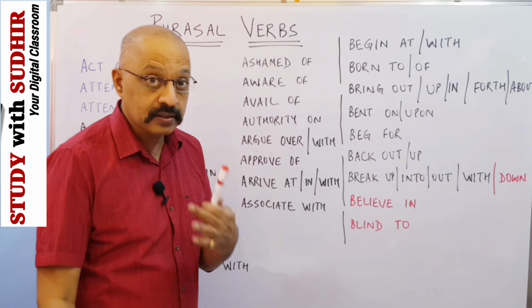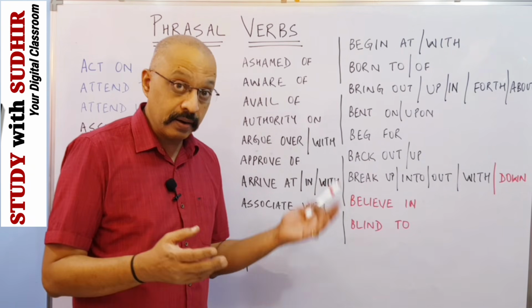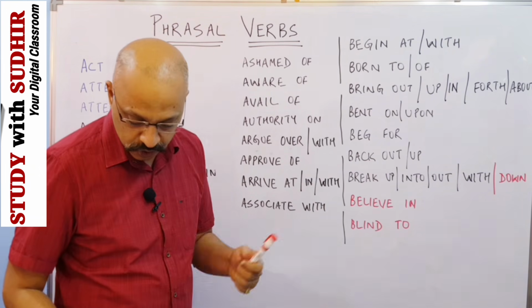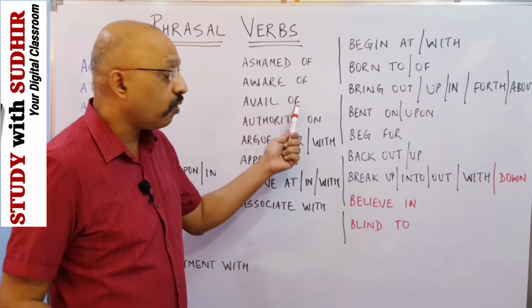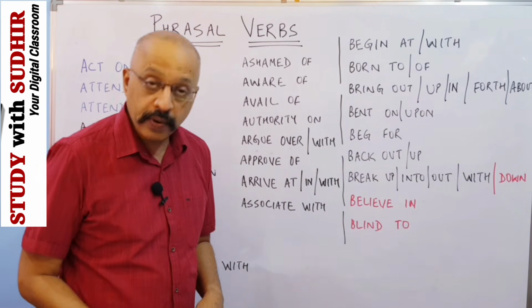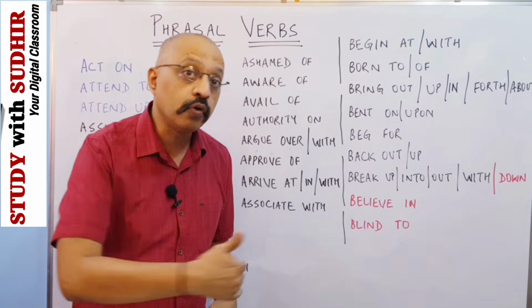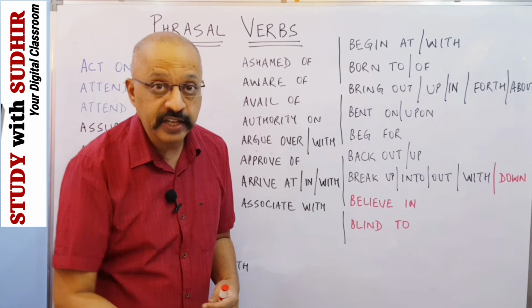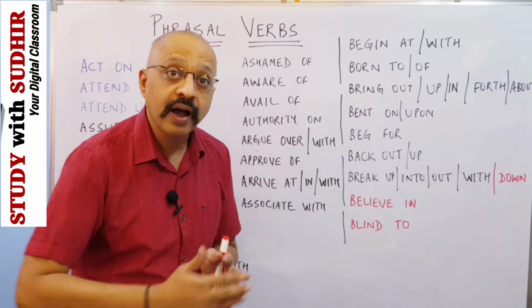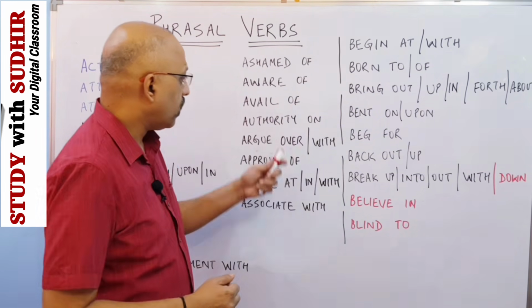Okay, so that's a mistake many students make in their phrasal verbs. Don't do that. The third is avail of, right? I availed of my leave before the end of the year, before the end of the financial year, before the end of the calendar year. I availed of my leave.